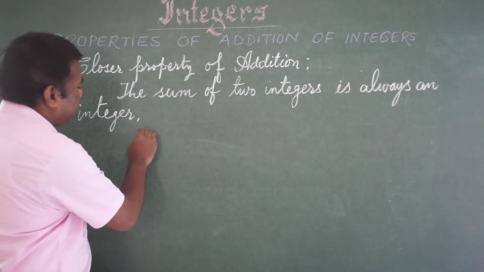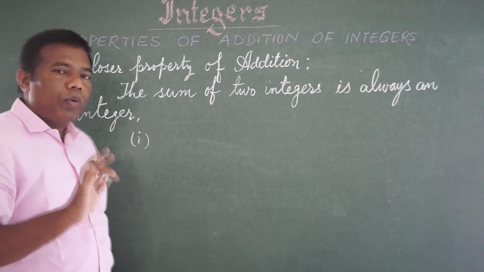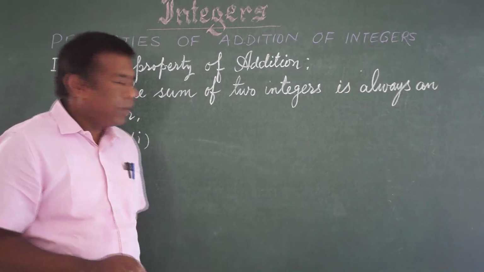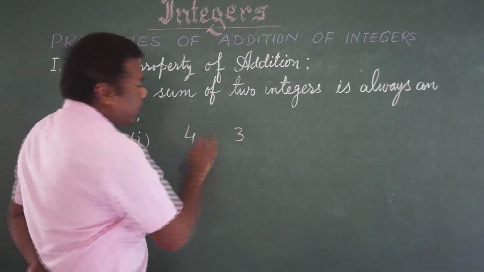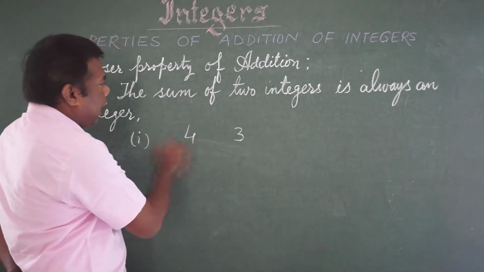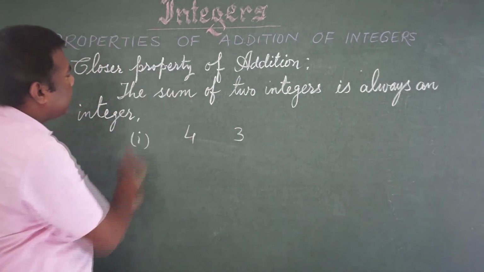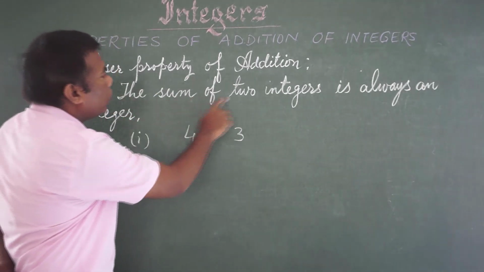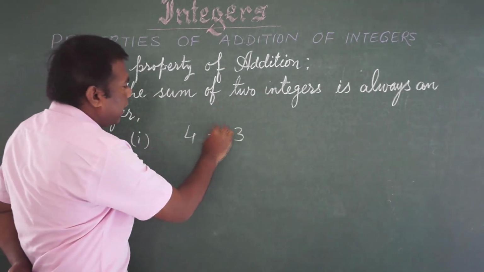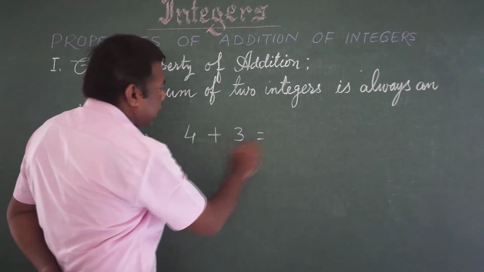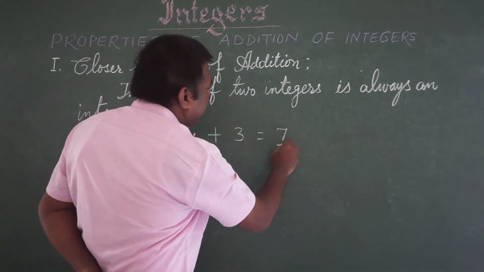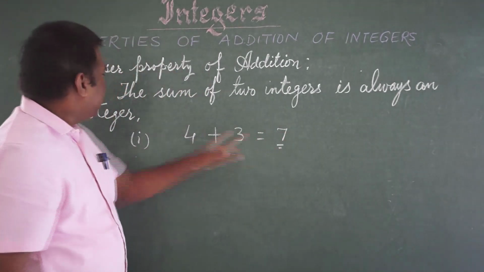Suppose, first example, you see. If both the integers are positive, suppose any two integers you take, 4 and 3, both are positive. What this property says is, the sum of two integers, if you add these two integers, what will you get? 4 plus 3 is 7, and 7 is what? 7 is again an integer.